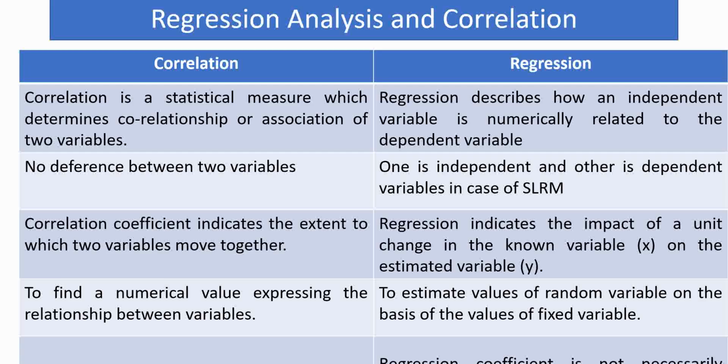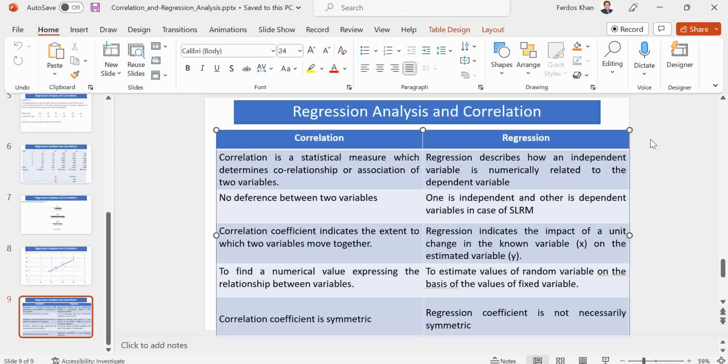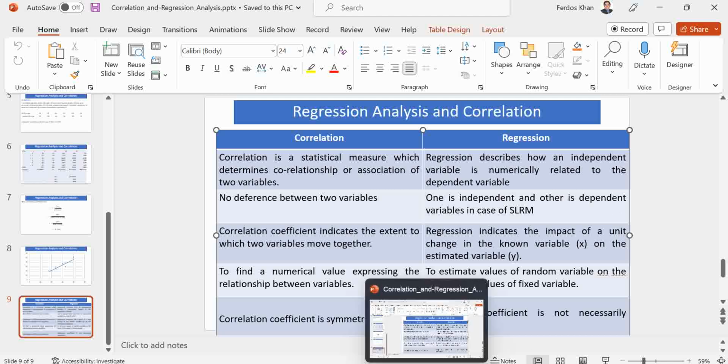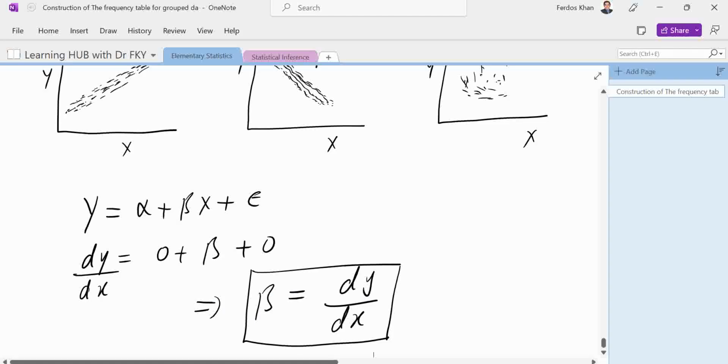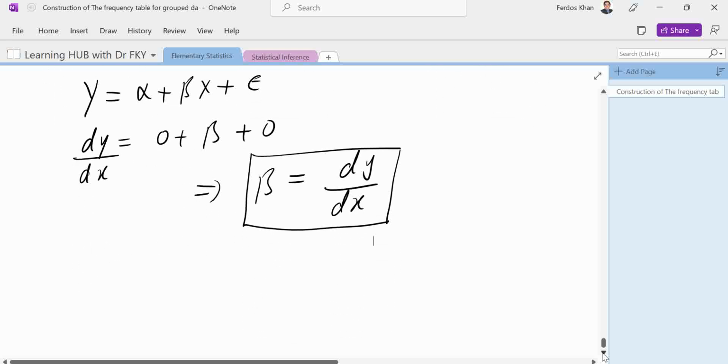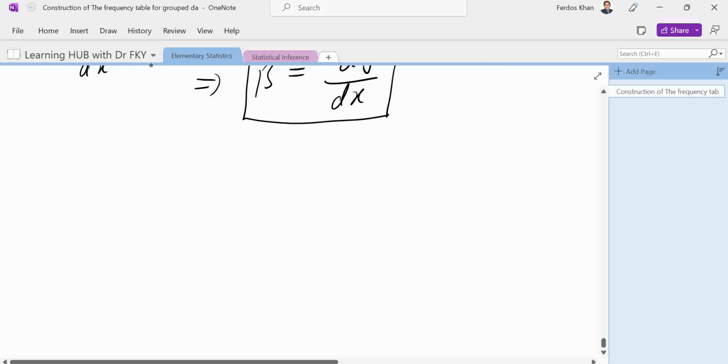Now the fourth point is to find the numerical value expressing the relationship between variables, and to estimate the value of a random variable on the basis of the values of the fixed variable. In correlation analysis, we calculate just the value of R. What is the numerical value?